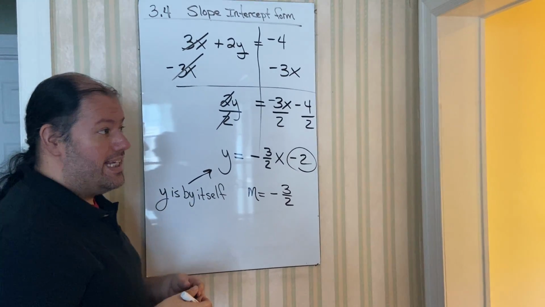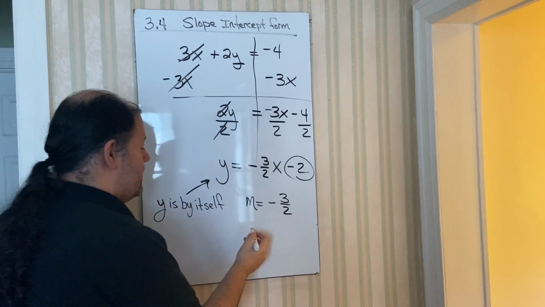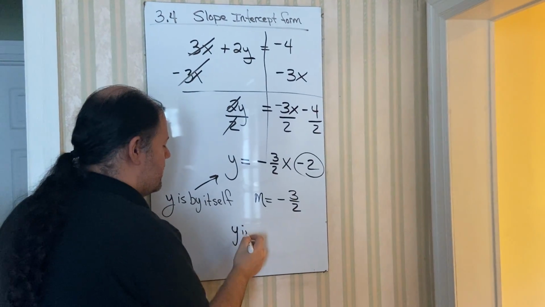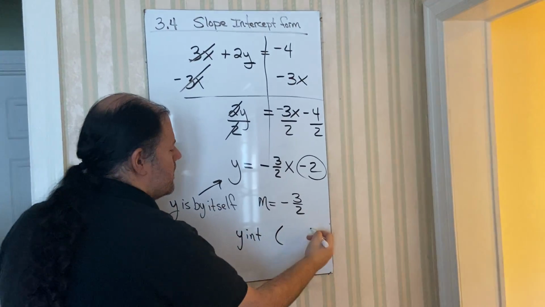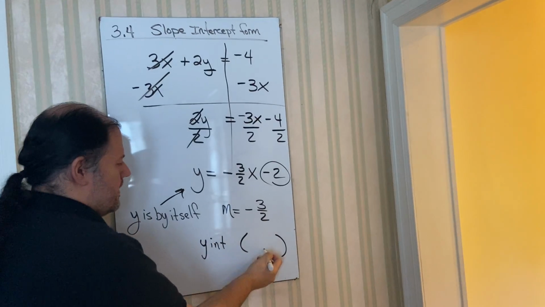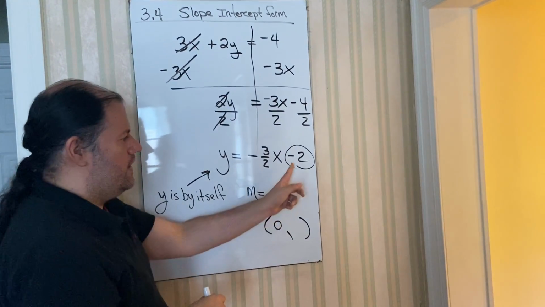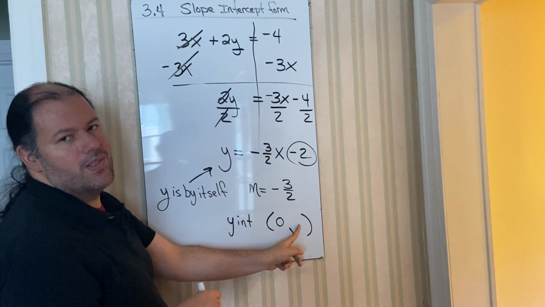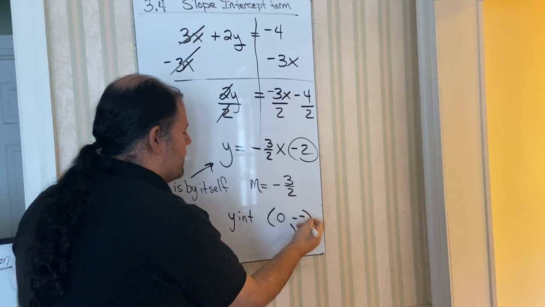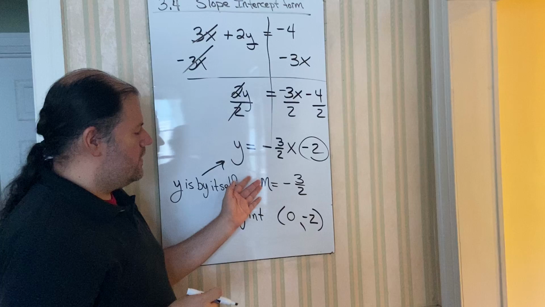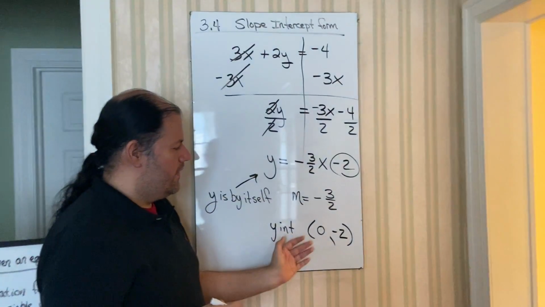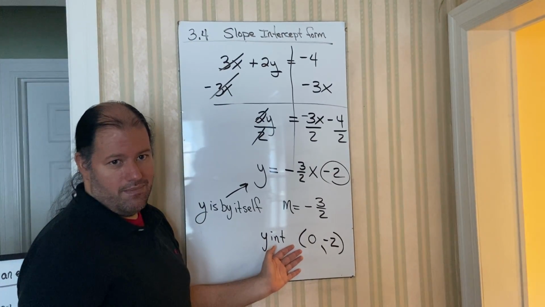Now make sure you write it as a y-intercept. So you need to have, for a y-intercept, parentheses. X will always be 0 for y-intercepts. And whatever your constant is, put it here, where the y would be. So there's your slope. There's your y-intercept.